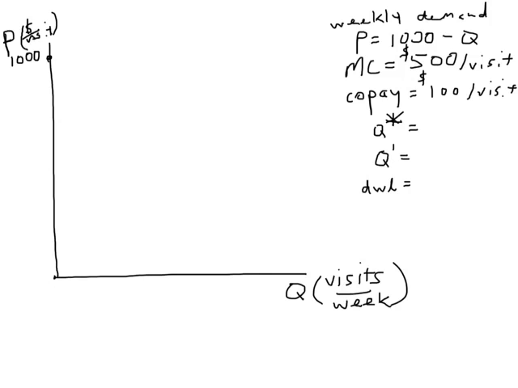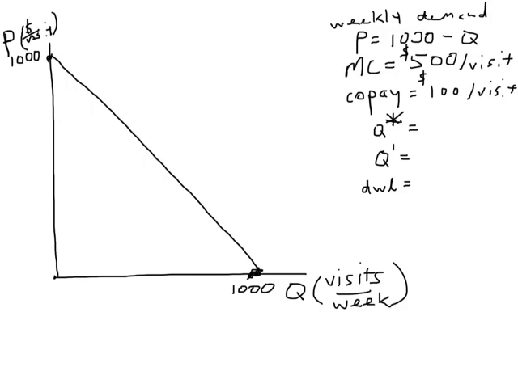This is a fairly simple function. Notice that if P were equal to 0, I'd have 0 equals 1,000 minus Q. I could add Q to both sides. Q is 1,000. So this demand curve is a little more elastic than what we see in the real world, but it's got the virtue of being fairly easy to work with. The x and y intercepts are both equal to 1,000.